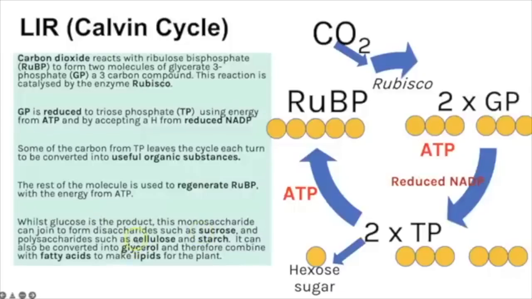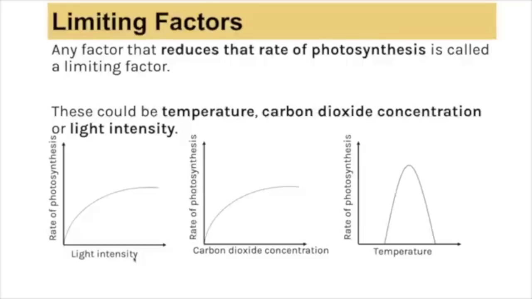So that could be another carbohydrate, so cellulose for the cell walls. It could be a store of glucose in the form of starch, or it could convert the hexose sugar into glycerol and then combine with fatty acids to make lipids, or it could combine it with nitrates to form the amino acids. Now you need to know a little bit about limiting factors as well, and the limiting factor is anything that reduces the rate of photosynthesis, and that could be light intensity, carbon dioxide concentration, or temperature.